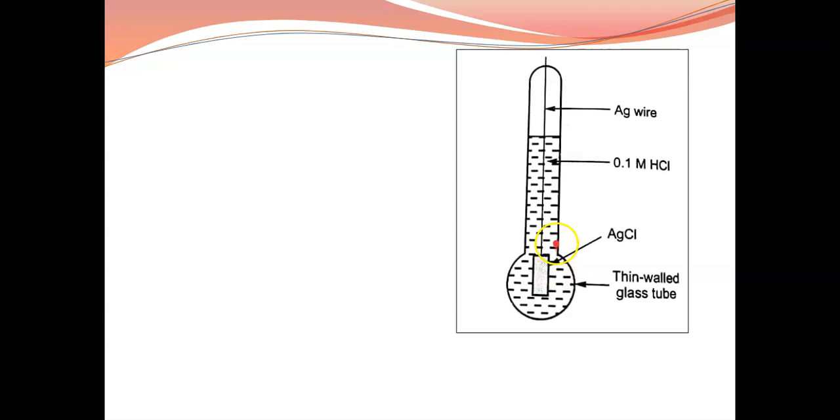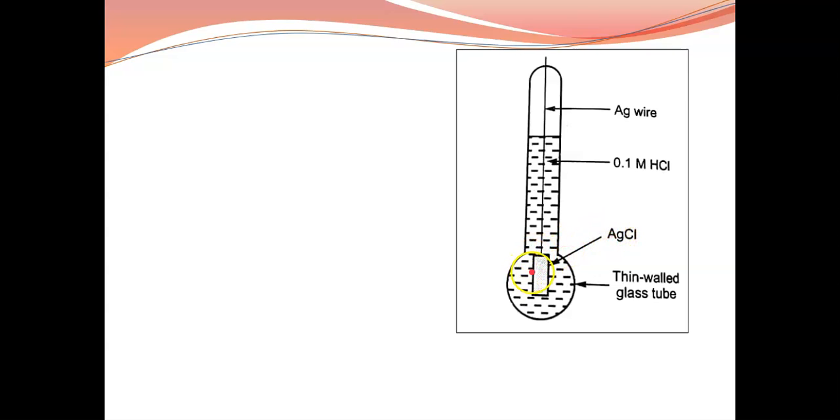In the glass tube, there is a silver wire. This silver wire can be used for external connection with the other electrode, because for formation of a cell we need two electrodes. Below you can see there is a plate. This is a silver plate coated with silver chloride. So this is an Ag wire, silver wire, and here is a plate of silver coated with silver chloride.